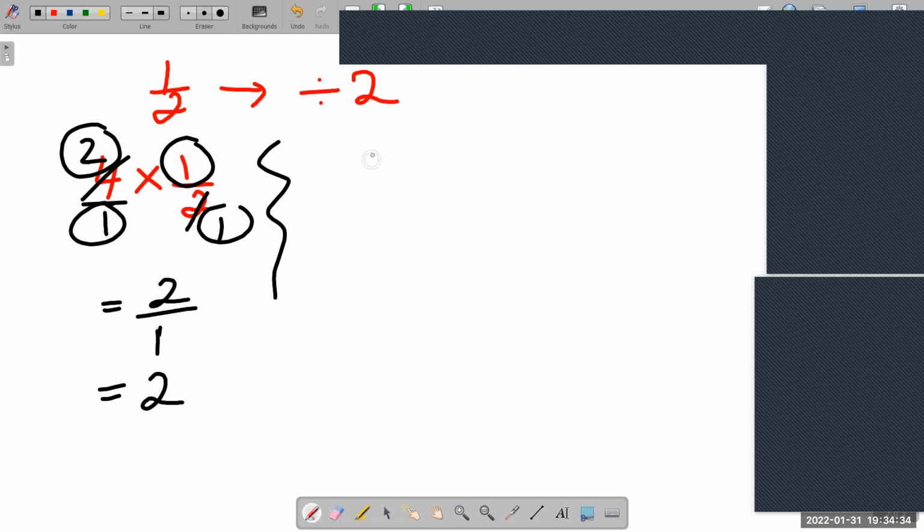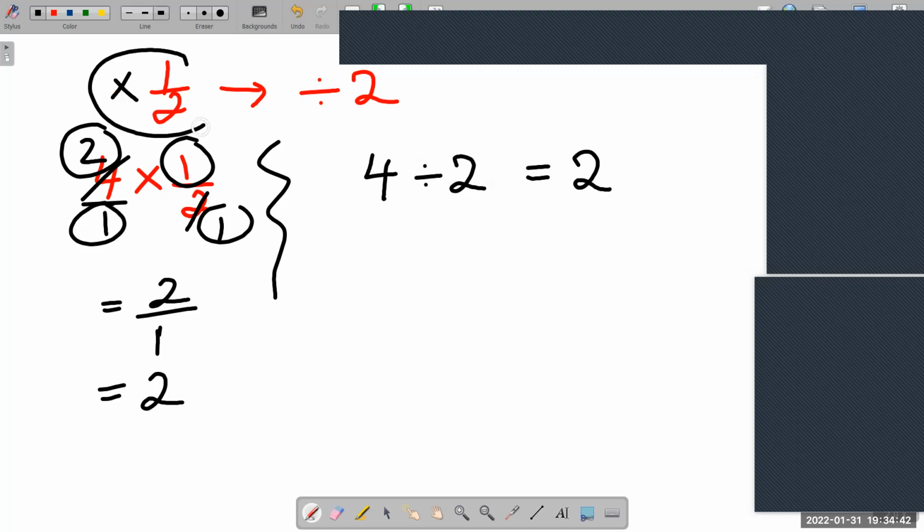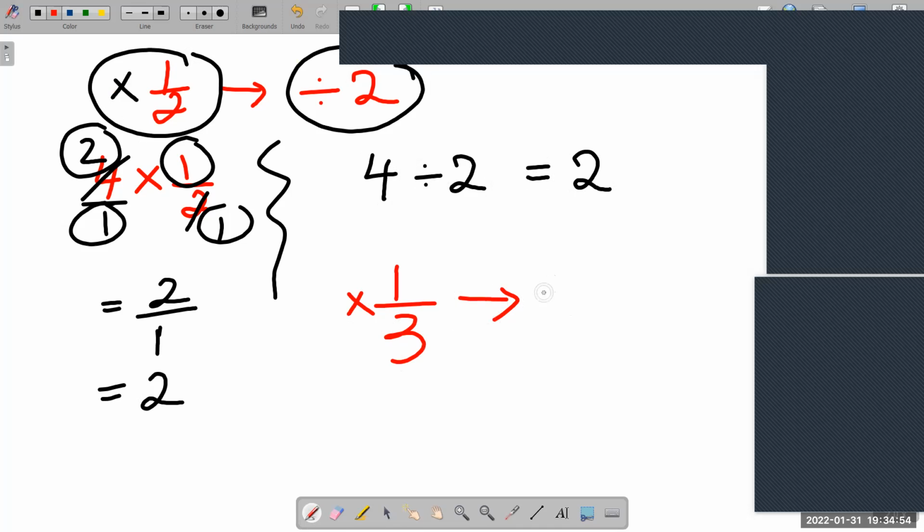But look at this now. 4 divided by 2 is just what? 2. So multiplying by a half is the same thing as doing what? Dividing by 2. So based on that, what would be the equivalent of multiplying by a third? Multiplying by a third is the same thing as doing what? Exactly. Bingo. Dividing by 3.